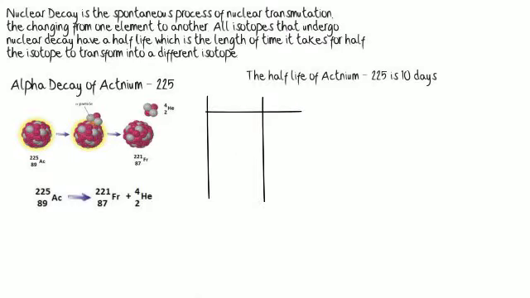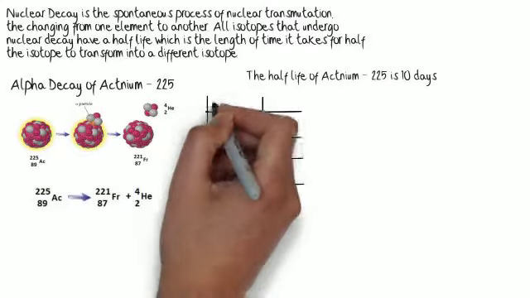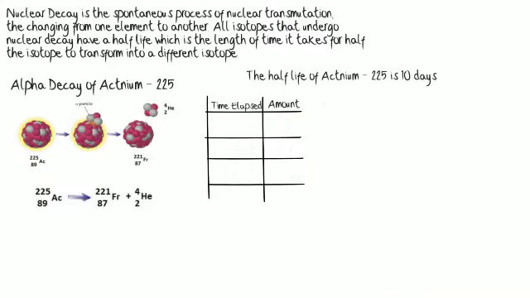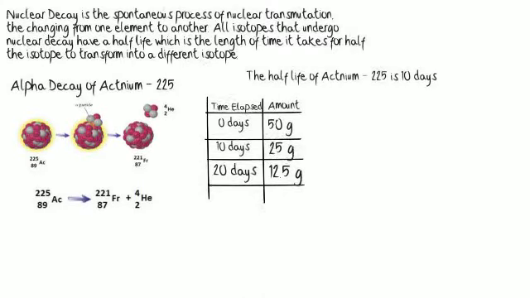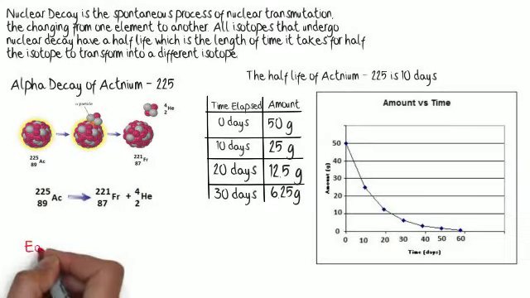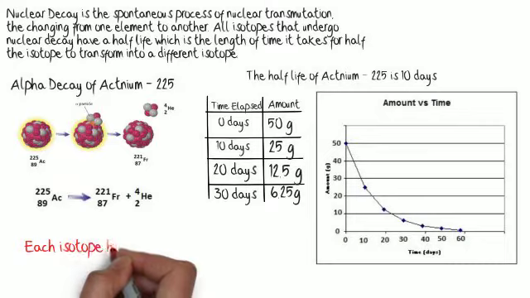So we're going to try to explain what this concept of half-life is. I'm going to make a little grid here and write in time elapsed and amount. At 0 days, when we start off, let's say we have 50 grams of Actinium-225. Well, 10 days later, since the half-life is 10 days, we're going to have half as much, which is 25 grams. Another 10 days goes by, we're going to have half of what we had, which will be 12.5 grams. Another 10 days goes by, we'll have half of what we had, which will now be 6.25 grams.